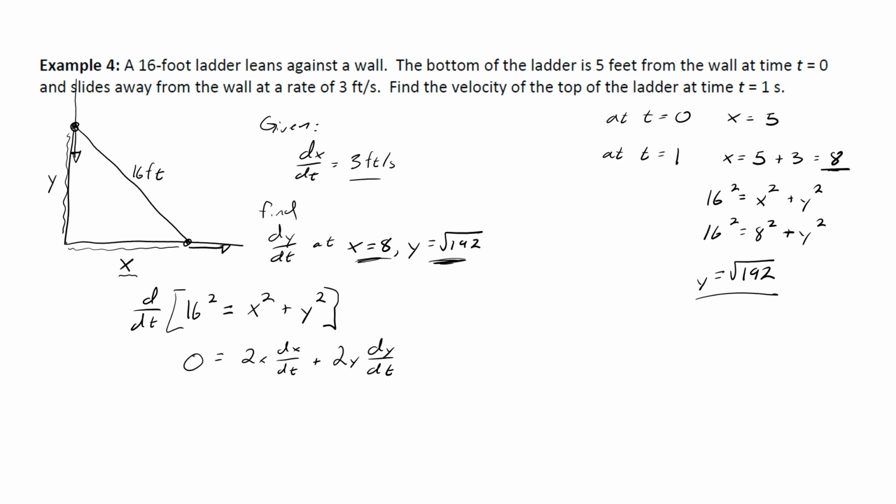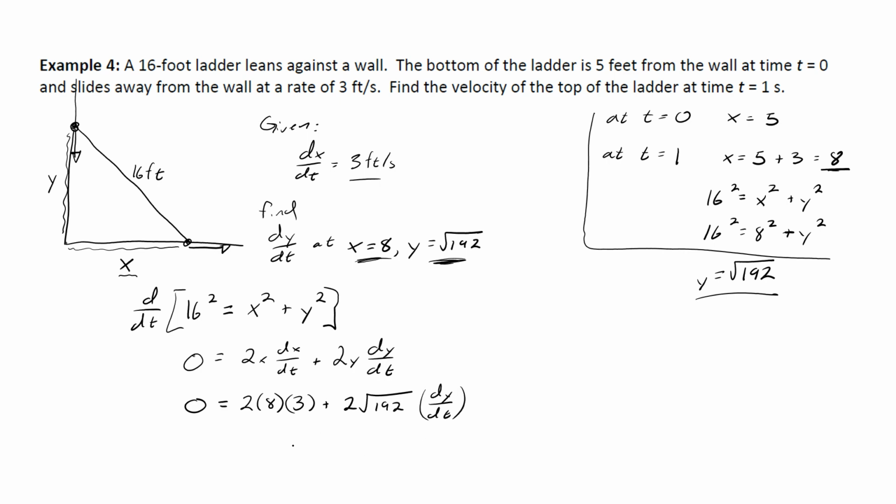I think the trickiest element of this problem was this component up here in the upper right, where we're going through and calculating our x and y at t equals 1. But from here, it's very easy. Just go plug in values. 2 times 8 times dx dt, which is 3, plus 2 times y, which is the square root of 192, times dy dt.